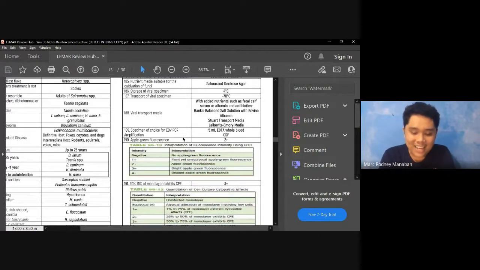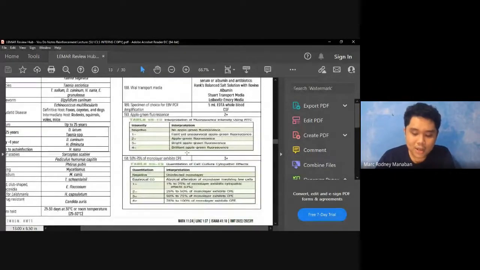Next, 190, of course, gradings of FITC. Since second year pa mo na-introduce na ito. So, take note: 2 plus apple green, 3 plus bright, 4 plus brilliant apple green. Alright. Next, you have CPE, no? Your Certified Public ECAMS, charot. CPE, your cytopathic effects. These are effects brought about by the virus once it infects a cell, and you can quantitate it. If 50 to 75% of the monolayer or cells show CPE, that is 3+.